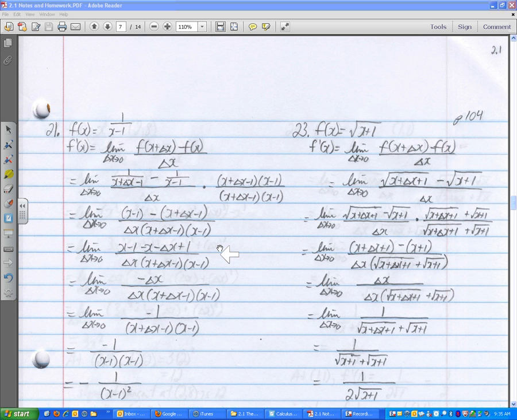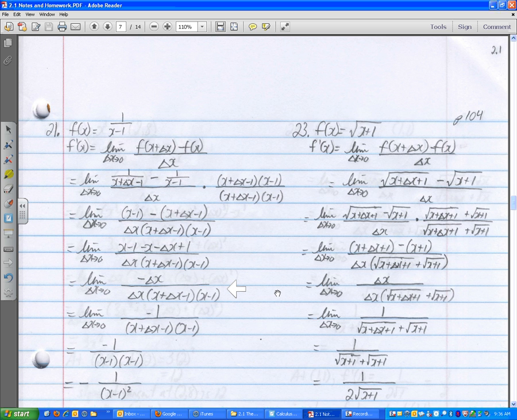Okay. Now, start combining like terms. I've got a positive x and a negative x. That's 0. Negative 1 and positive 1, that's 0. So the only thing left in the numerator is a negative delta x, which gets me this far. So I've got the limit as delta x approaches 0 of negative delta x over the same denominator I've had for a couple steps. I have not multiplied it out. And now you see why I have not multiplied it out.